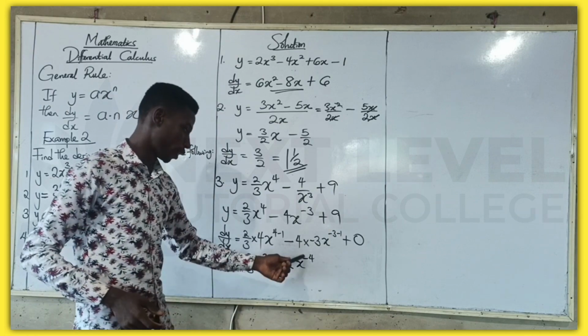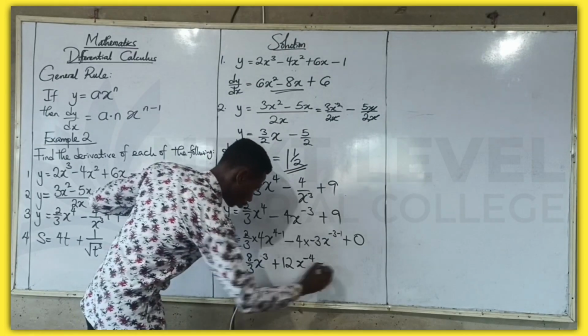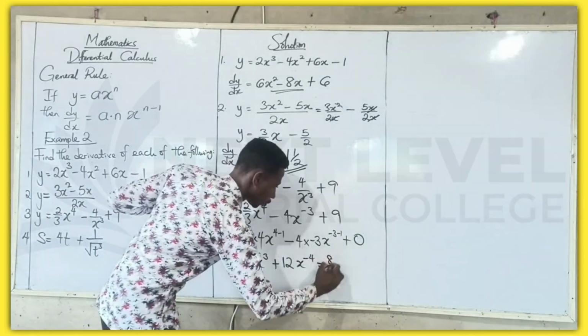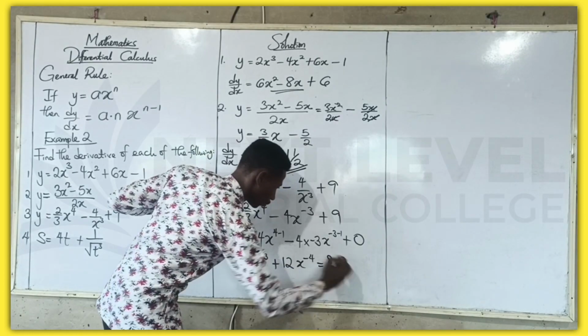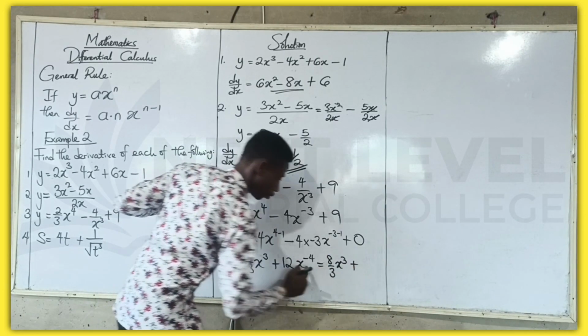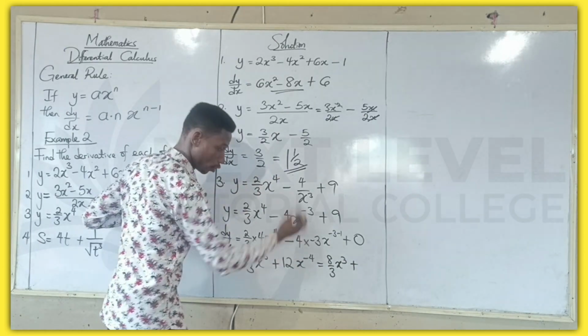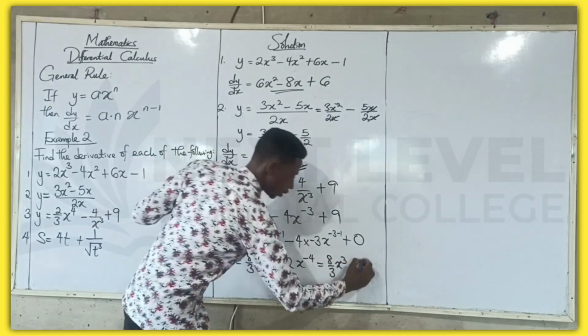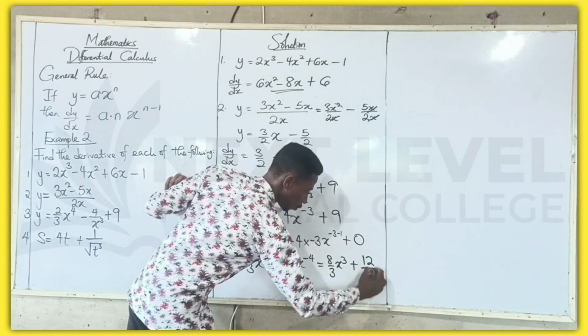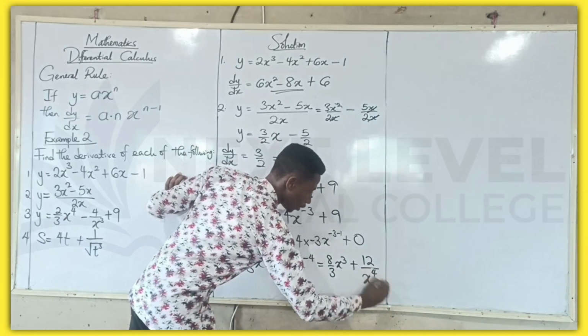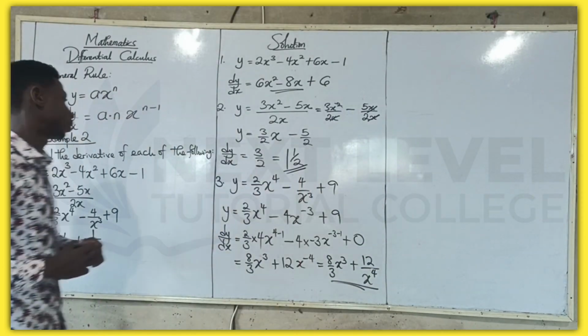So our final answer will be 8 over 3 x cubed plus, because of this minus, that is 1 over x to the power 4, the answer will be 12 over x to the power 4. And that is the answer to that question.